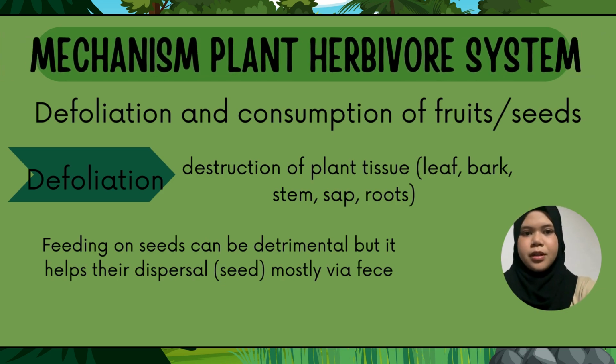Okay, the mechanism of the plant-herbivore system: defoliation and consumption of fruit and seeds. What is defoliation? Defoliation is the destruction of plant tissue, which is leaf, bark, stem, sap, and roots. Its feeding on seeds can be determined.